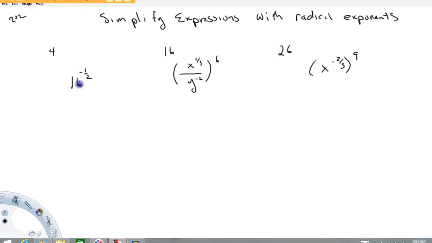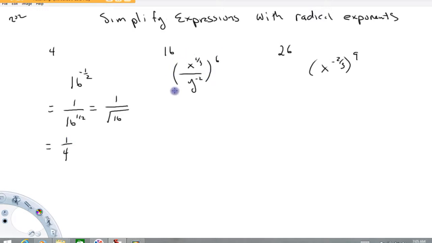Another way to write this, I'm going to apply the minus sign first, would be 1 over 16 to the 1/2. Now this means second power, or second root, or square root, and the square root of 16 is 4. So 16 to the minus 1/2 is equal to 1/4.